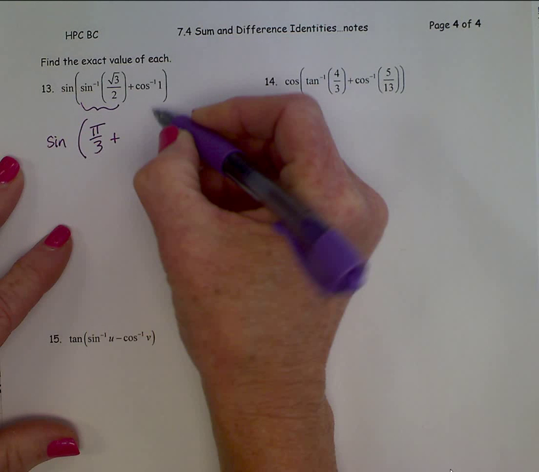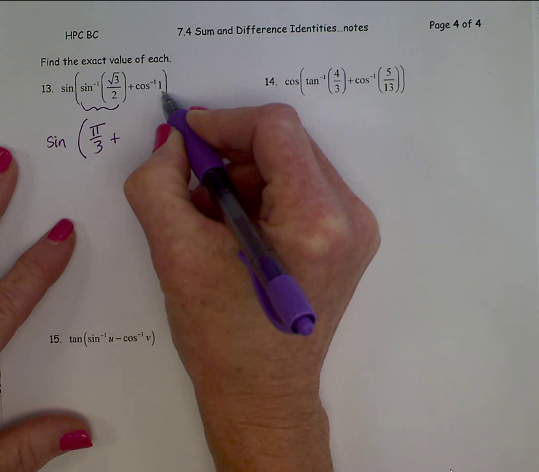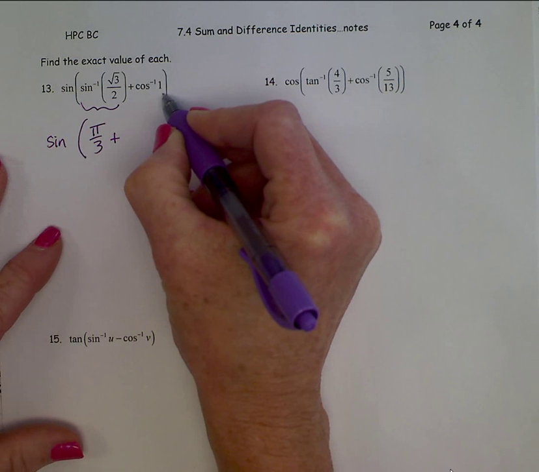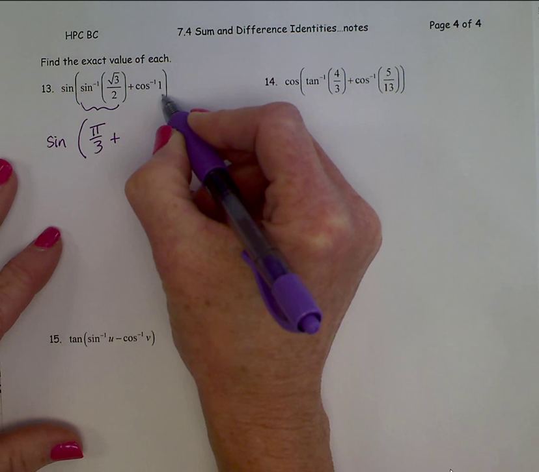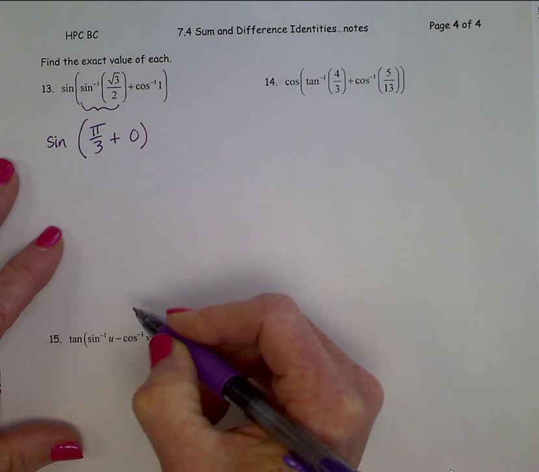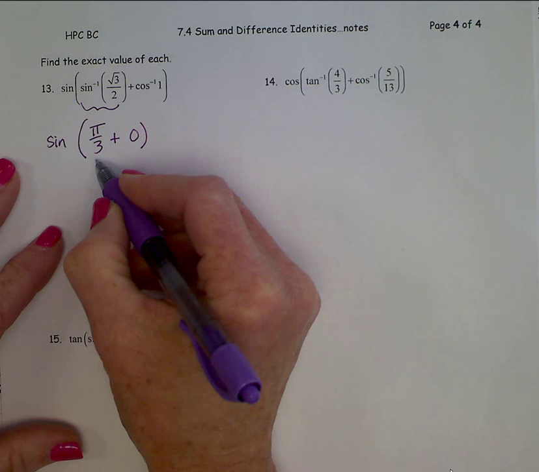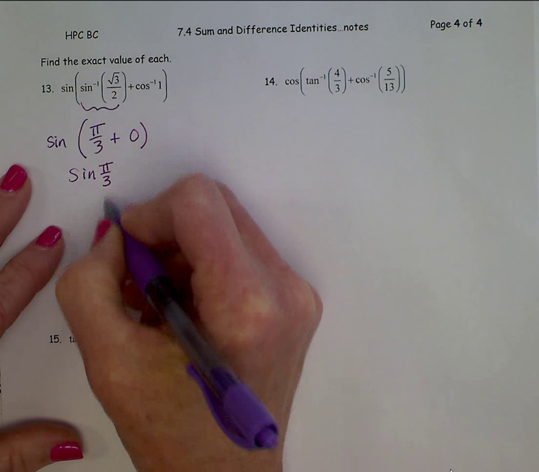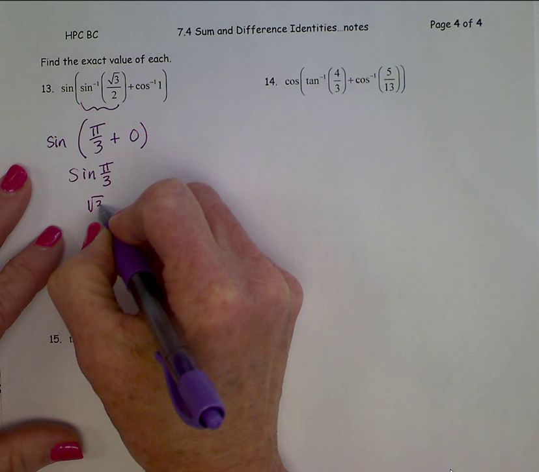And this piece here, inverse cosine of 1, where on the unit circle is cosine equal to 1? That's at 0. So I'm asking you to find the sine of pi over 3, which is square root 3 over 2.